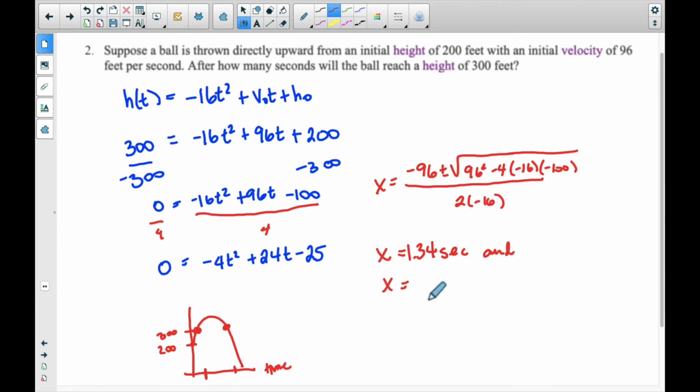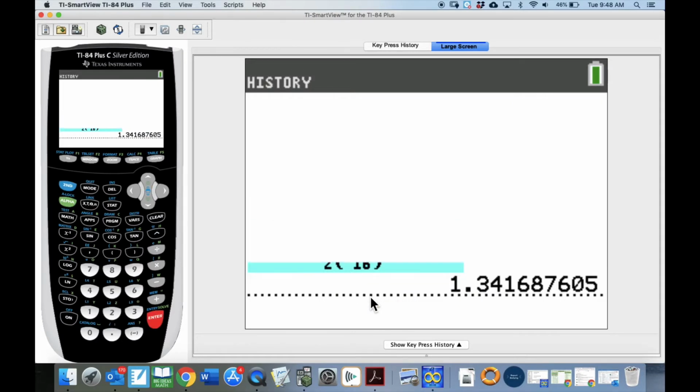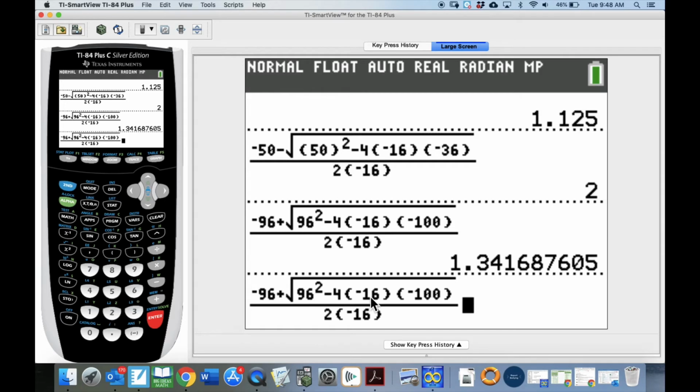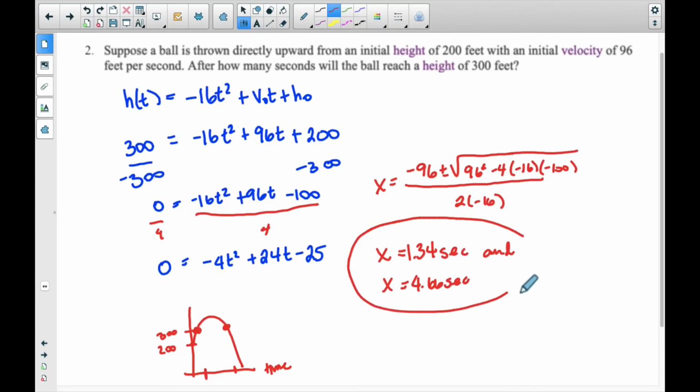We need to go back to our calculator, change it to a minus sign, and find the other one. So on my calculator, I'm going to copy and paste this. And I just hit enter and it comes down. I arrow over to my plus sign and I hit minus instead. And I hit enter. And it gives me my second answer of 4.658 or 4.66. And so my 2 solutions are 1.34 seconds and 4.66 seconds.